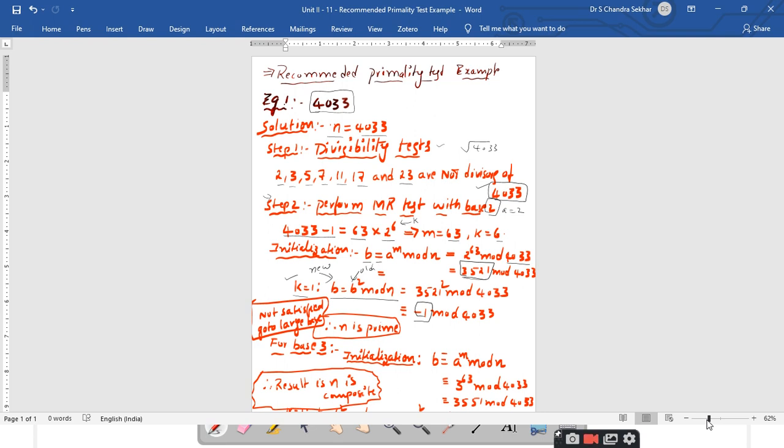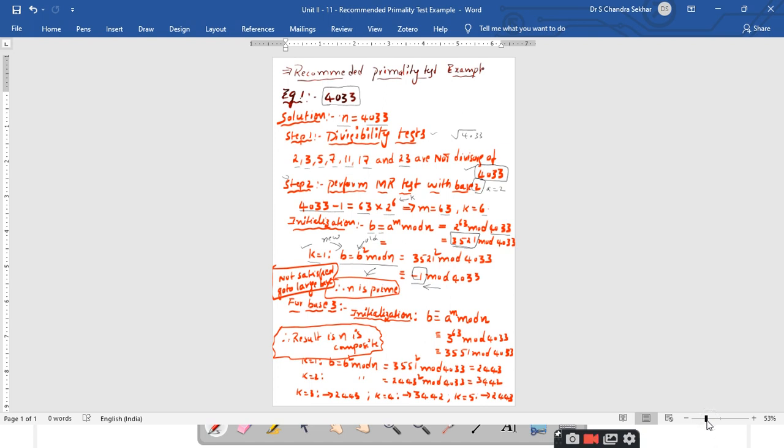In the loop, if you calculate the new value of b and you get it as minus 1, then you can say that n is prime. Here also it is satisfied, so it is also passing the Rabin-Miller test. And now I am not satisfied with the result, right?